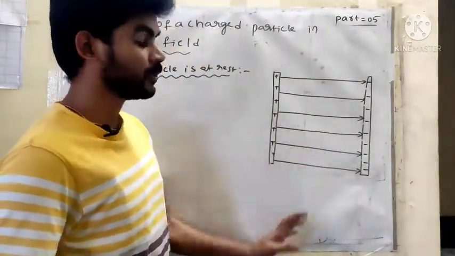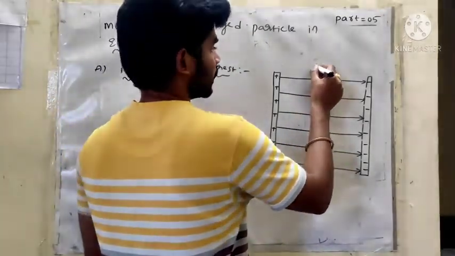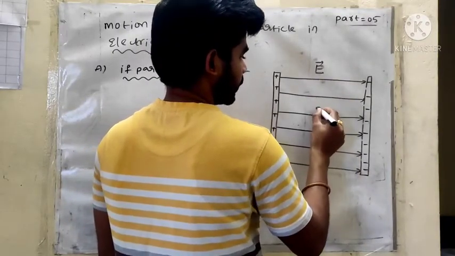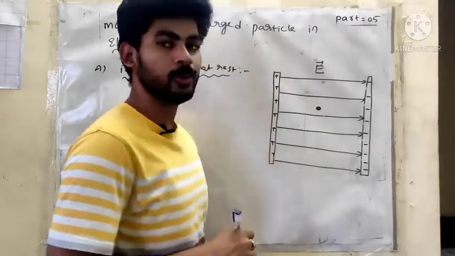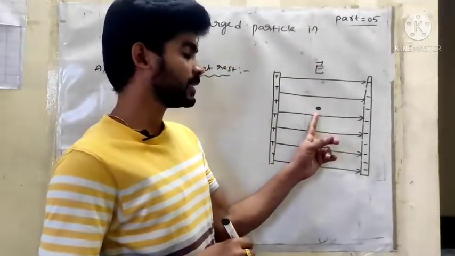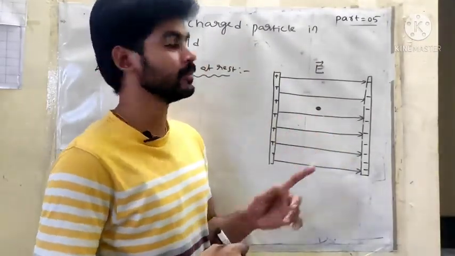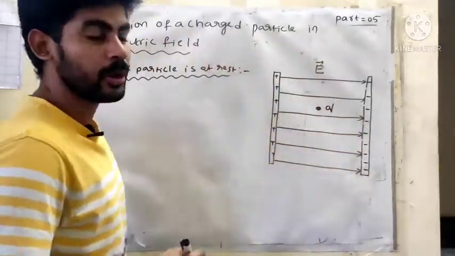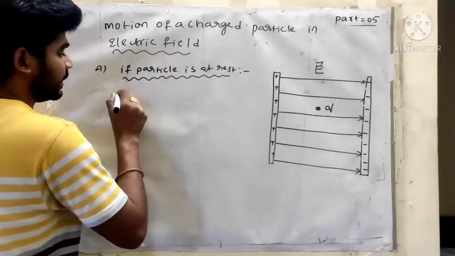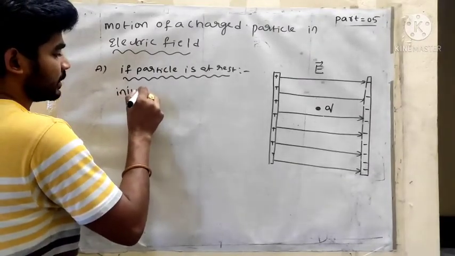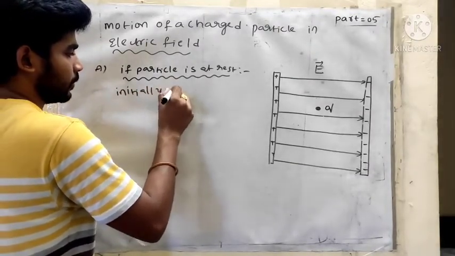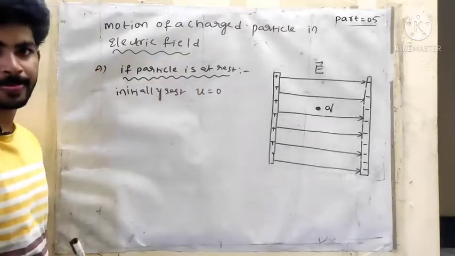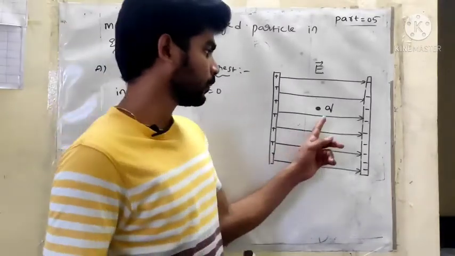Now this is a uniform electric field. So simply you can place one point charge here. This point charge is initially at rest. Initially at rest means u is equal to 0. So after that, what happens?